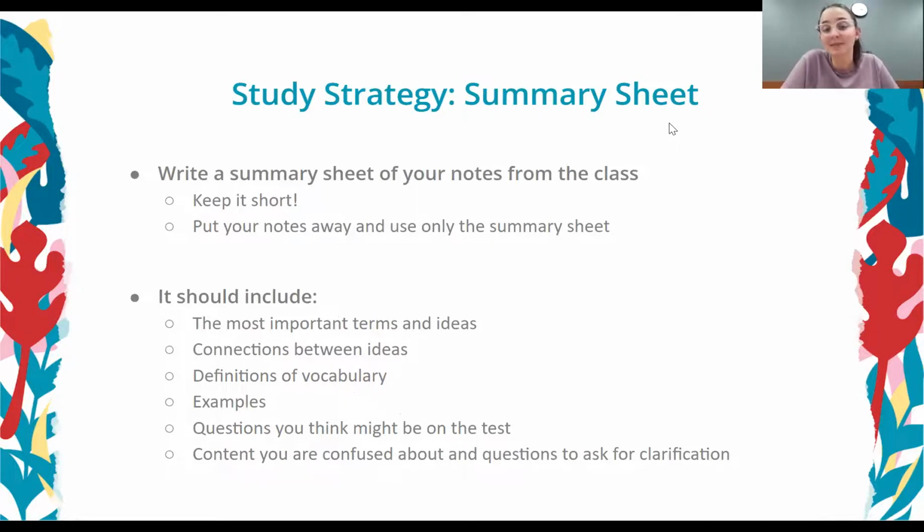The last study strategy that I have that I personally really love is a summary sheet. So this is a really great way to interact with the information more regularly rather than some other strategies that you might have used before. So after your class, either the day of or the next day, take a look over the notes that you wrote in class and write yourself a summary sheet.